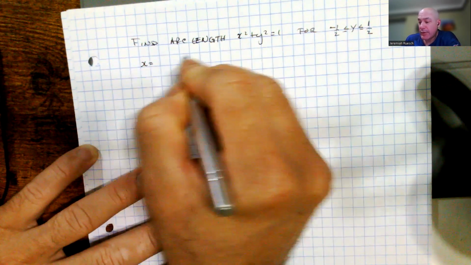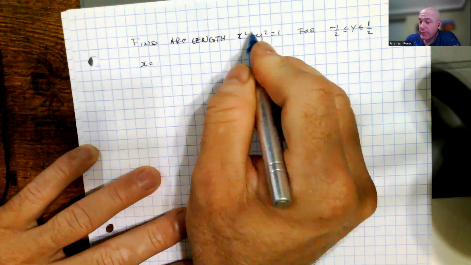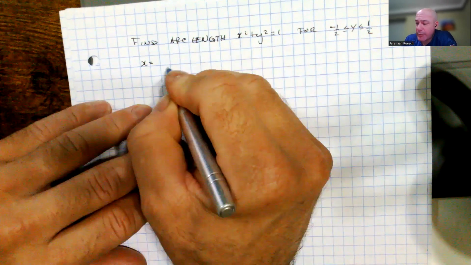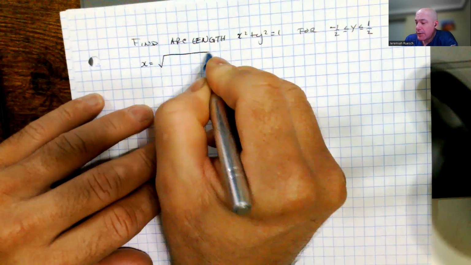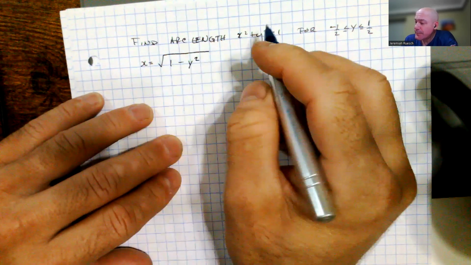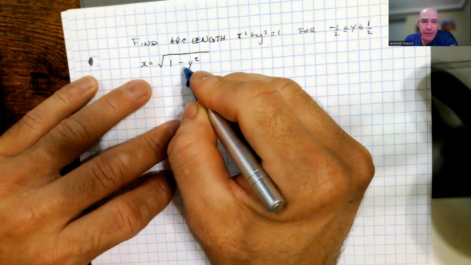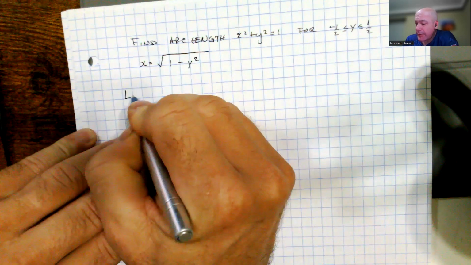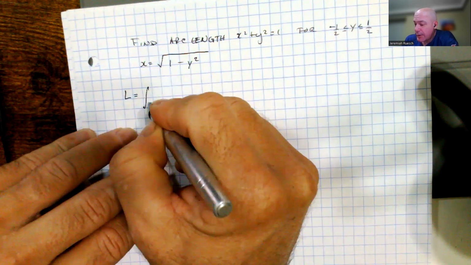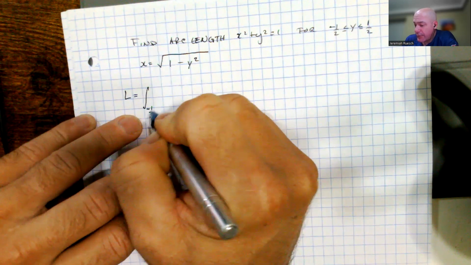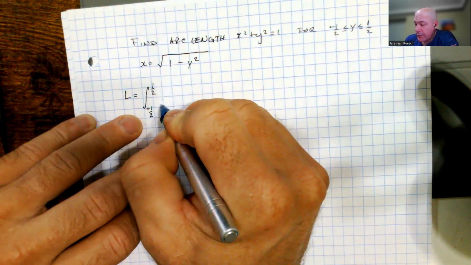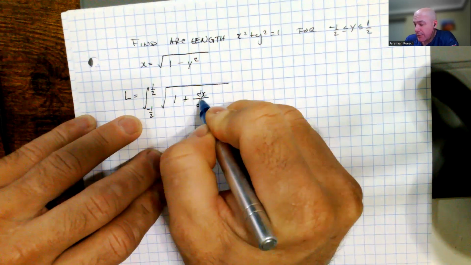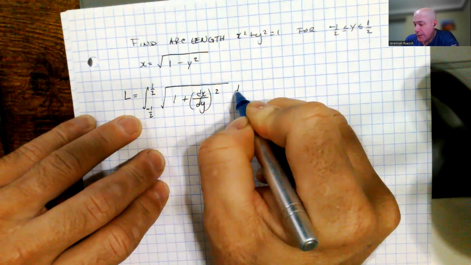So if I solve this for x, that would result in subtracting y squared over, and then taking the square root and considering only the positive branch of the square root. So we get x equals the square root of 1 minus y squared. And so this is our function x of y that we're going to consider the length of. So L in this case is going to be in terms of y. We have our limits of integration, negative 1/2 to 1/2, the square root of 1 plus (dx/dy) squared dy.